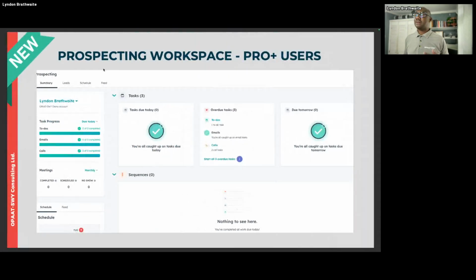Prospecting is a summary of all of your leads that would have come in over a particular period of time, and then you can classify what those leads are, whether it's a marketing qualified lead or a sales qualified lead, when you're building out the framework of your prospecting workspace.